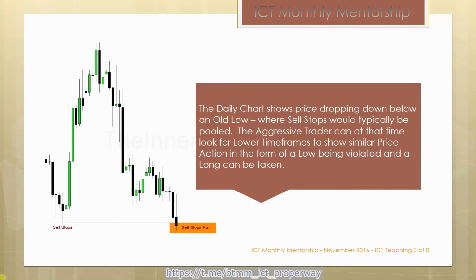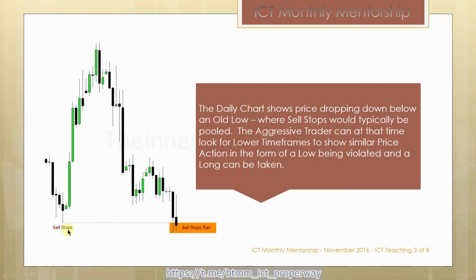Now, looking at this daily chart, you can see price dropping down below an old low. And this is typically where sell stops are going to be residing, or as we call it, a liquidity pool. Sell stops will pool below this old low, and everyone that would be wanting to go long would have a sell stop right below that.